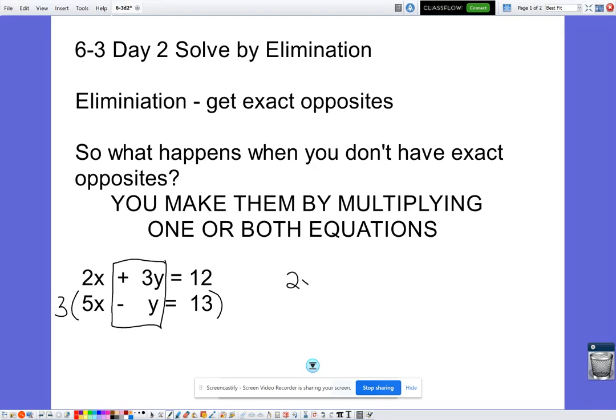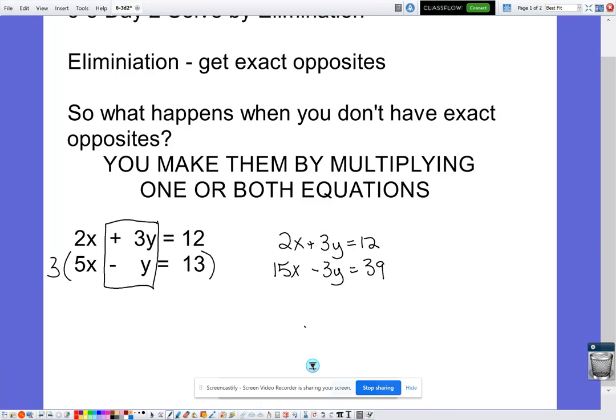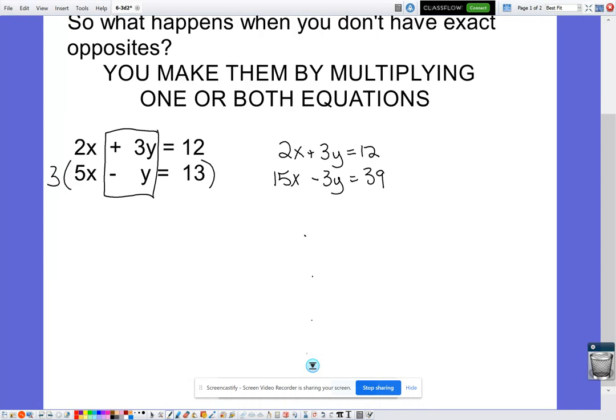So the top equation doesn't change, but the bottom equation becomes 15x minus 3y equals 39. And I'm going to caution you right here because the biggest mistake that I see students make is not multiplying what the equation equals by the same number. If you don't multiply the whole thing by 3, you are changing the equation. But if you multiply the whole thing by 3, you're just rewriting it in a different form.